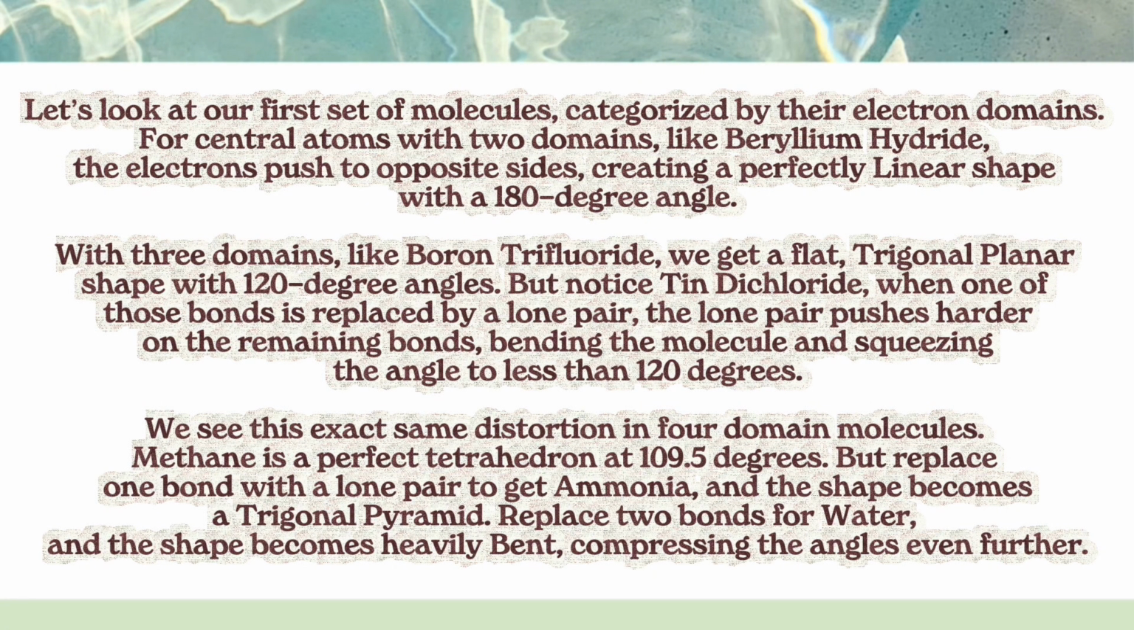We see this exact same distortion in 4-domain molecules. Methane is a perfect tetrahedron at 109.5 degrees, but replace one bond with a lone pair to get ammonia, and the shape becomes a trigonal pyramid. Replace 2 bonds for water, and the shape becomes heavily bent, compressing the angles even further.